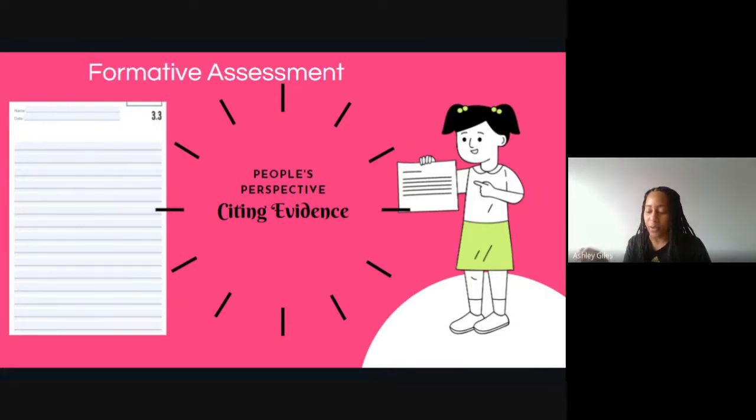Let me start over. Providing evidence that people's perceptions are important to Esperanza. So they're going to have to cite the evidence in the text. How do you know Esperanza cares about what these people think? And so students are going to need to go back into the text and prove, citing evidence to support that she cares about their perceptions or that they're important to her. And so that is what they are doing.